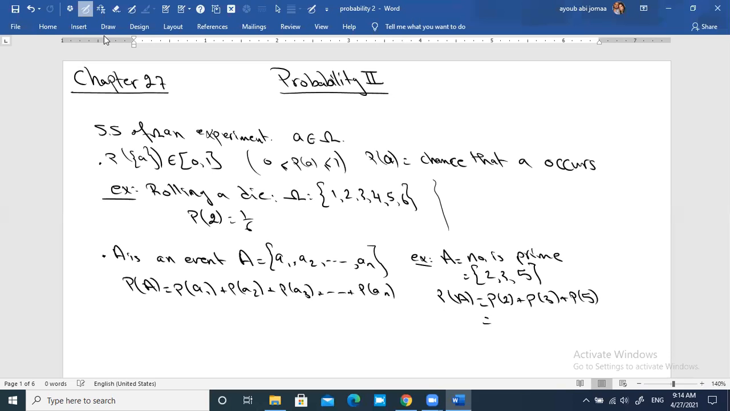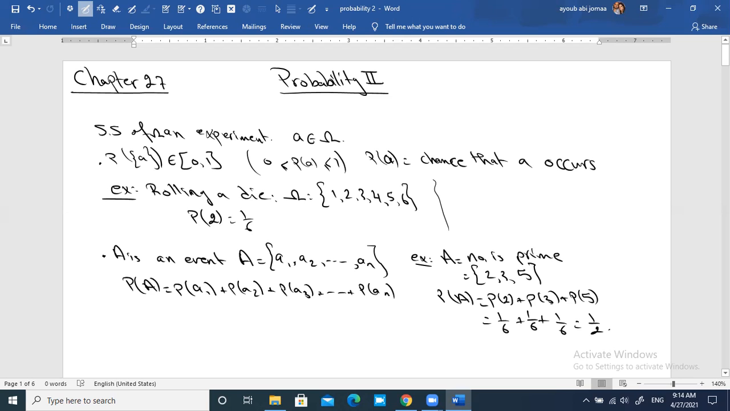Which is equal to: probability of getting 2, there is a chance 1 over 6 to get 2. Probability of 3, we have a chance also 1 over 6 to get 3, because there is one face with 3. Probability of 5, there is a chance of 1 over 6. So I get 3 over 6, which is 1 over 2.